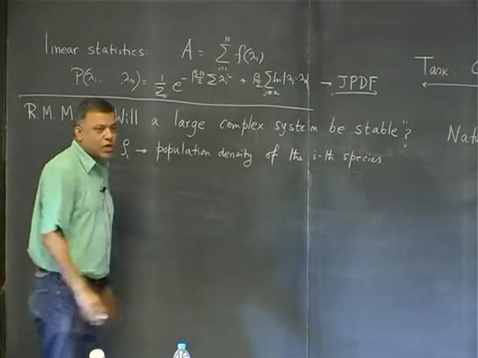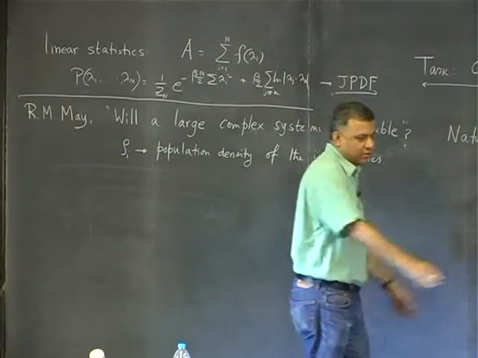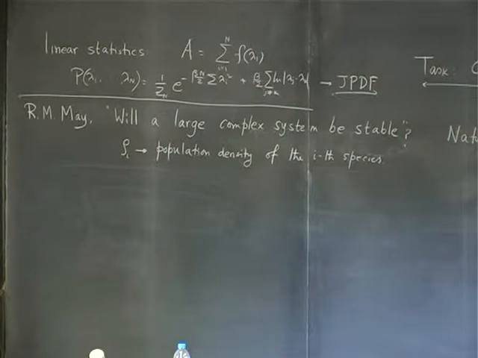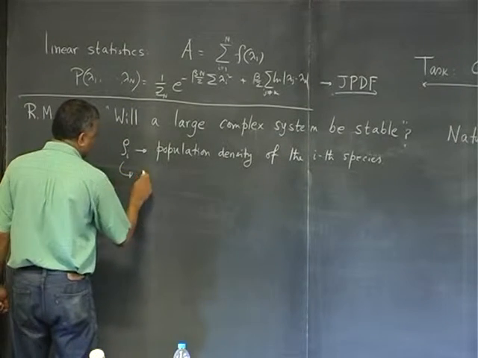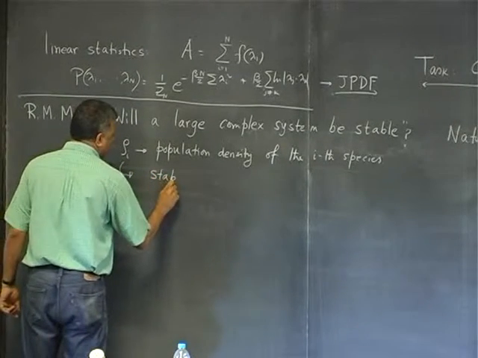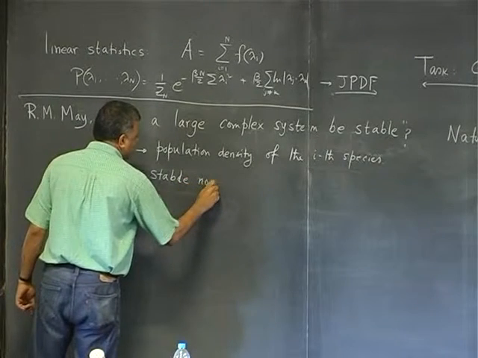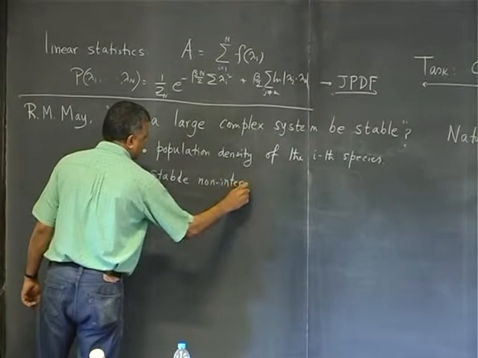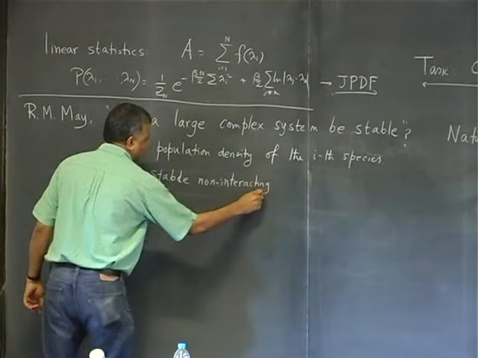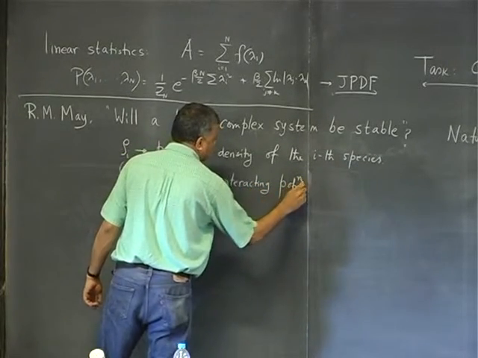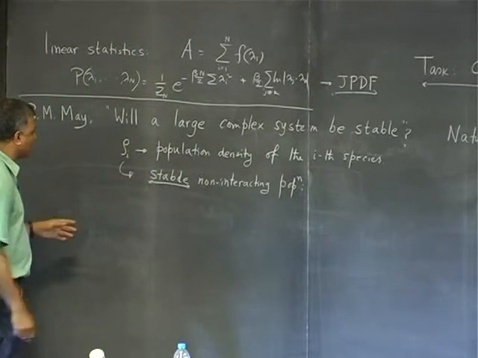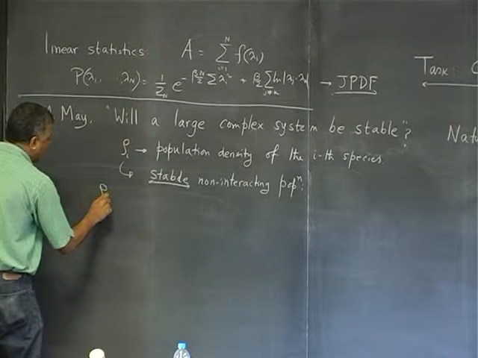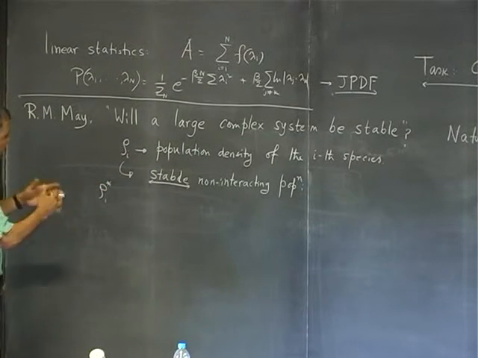To start with, imagine that they are completely non-interacting. Tigers are with tigers, lions with lions, and each of them is stable. What do I mean by that? Stable, non-interacting population. What does stability mean? If you make a small perturbation around the equilibrium value, let's say rho i star, say 100 tigers, that's a typical value.